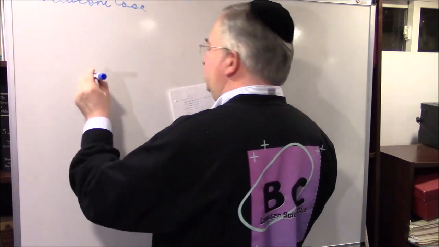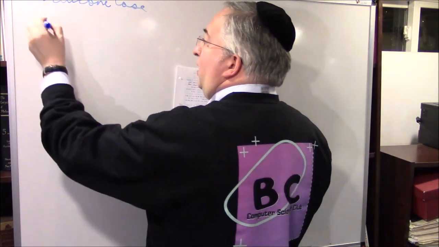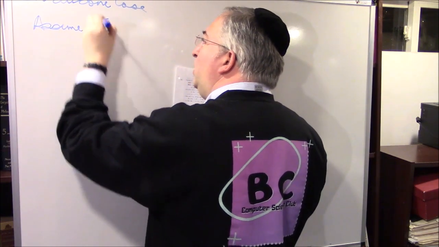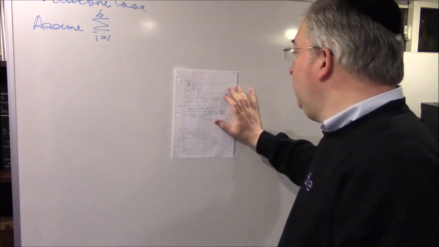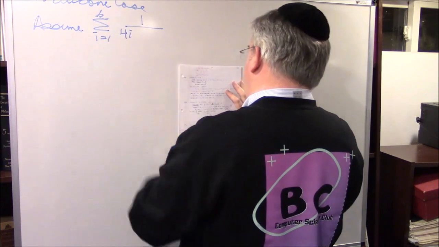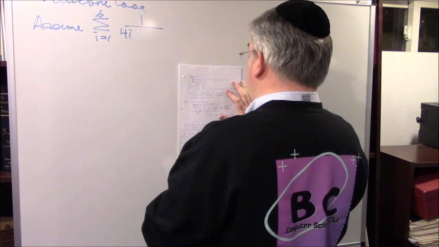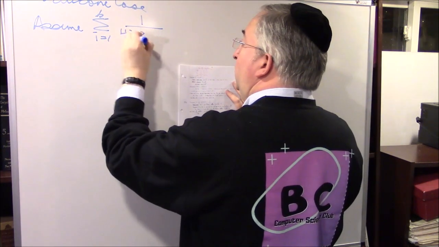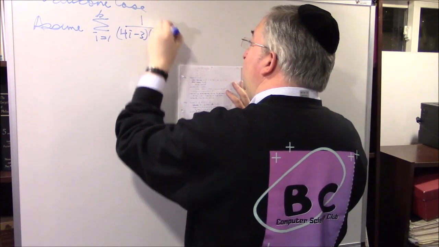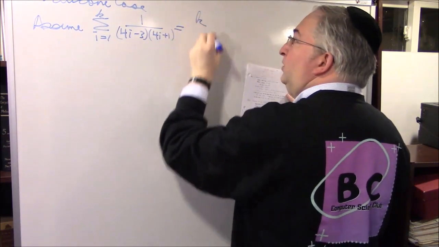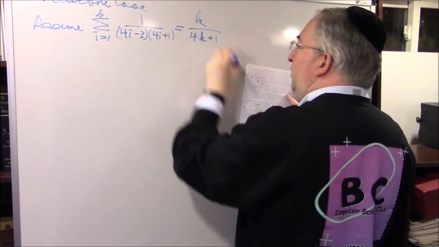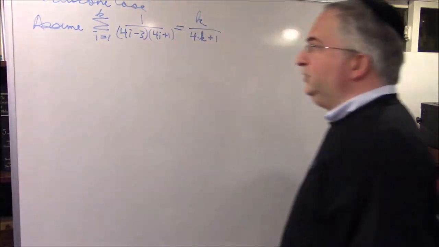Okay, so we say as follows. Assume the sum of i equals 1 to k, we're doing it for n equals k, of 1 over (4i minus 3) times (4i plus 1) equals k over 4k plus 1. So I'm plugging in k in here. Okay, so that's what we're doing.